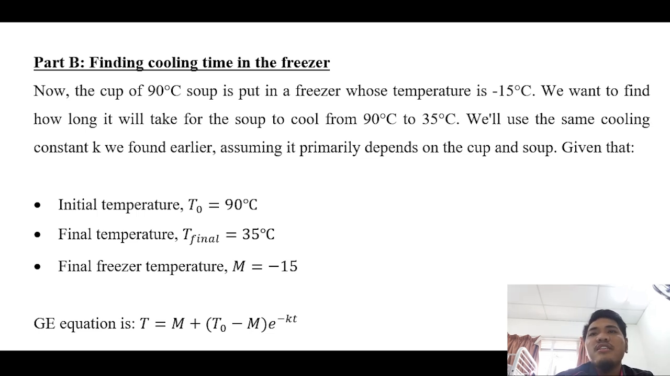So we get the initial temperature T0 equal to 90, final temperature T final equal to 35, and the freezer temperature M equal to minus 15. Remember our GE equation is T equal to M plus (initial temperature minus M) multiplied by e to the power of negative kt.